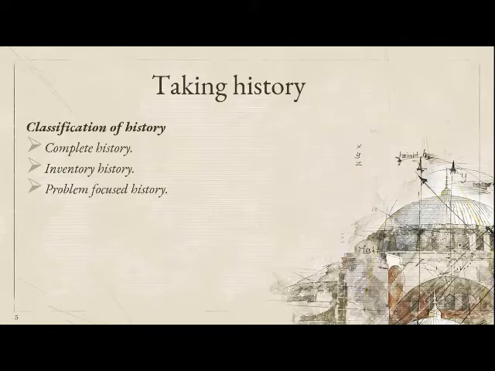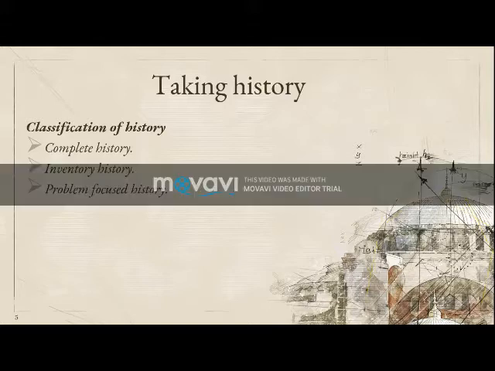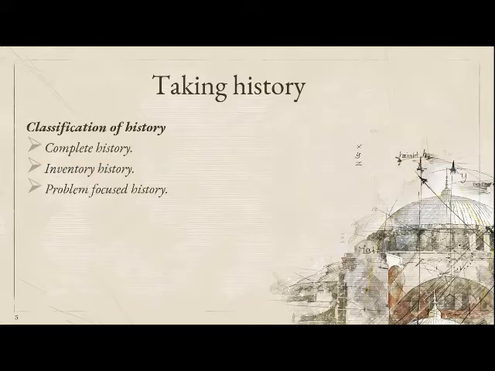And problem focused history means this type of history is useful for getting information about problems and needs arising after the last meetings. Actually it is needs-based history. After a meeting, whatever discomfort the patient feels and whatever the patient needs, you discuss that problem again. That is problem focused history.